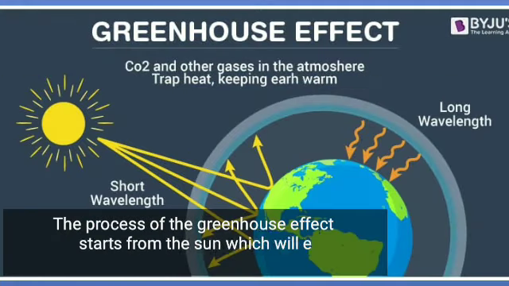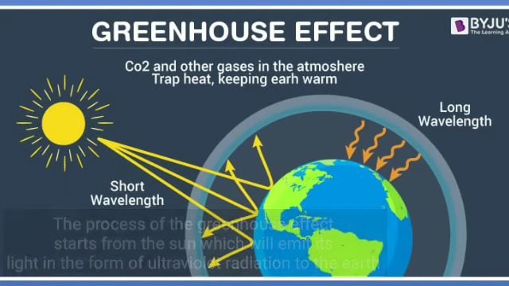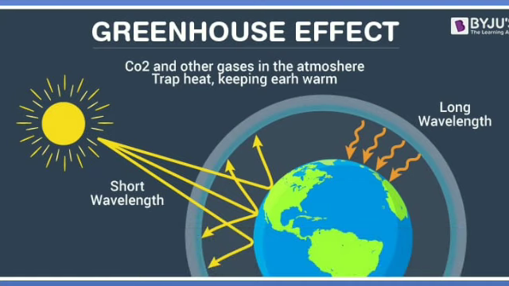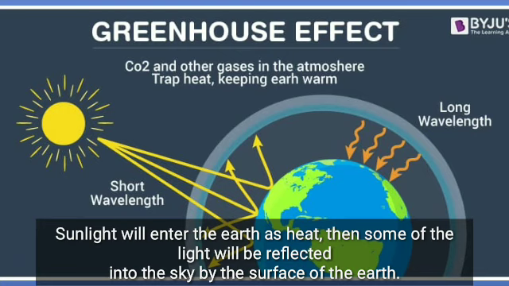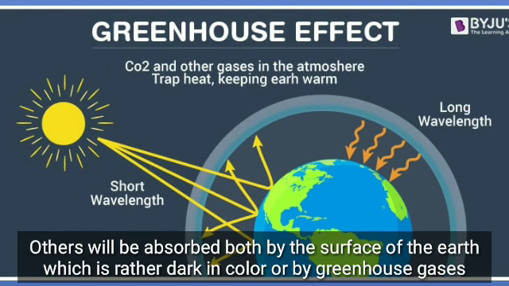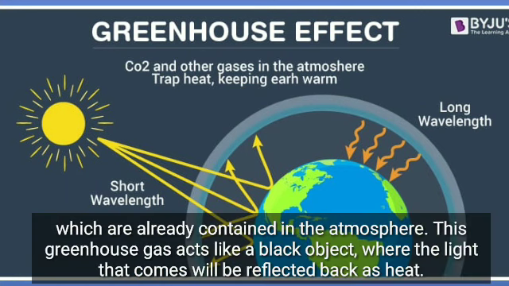The process of the greenhouse effect starts from the sun, which will emit its light in the form of ultraviolet radiation to the earth, which will be received by the earth and then reflected back in the form of infrared radiation. Sunlight will enter the earth as heat, then some of the light will be reflected into the sky by the surface of the earth. Other light will be absorbed by the surface of the earth, which is rather dark in color, or by greenhouse gases, which are already contained in the atmosphere.